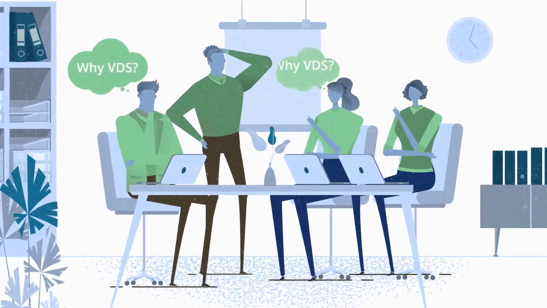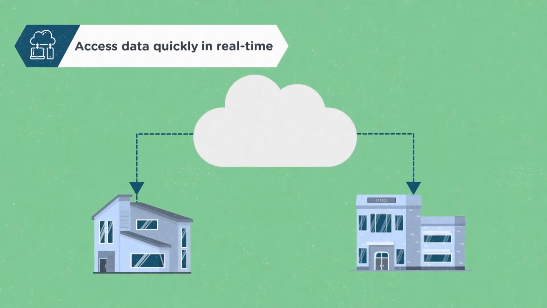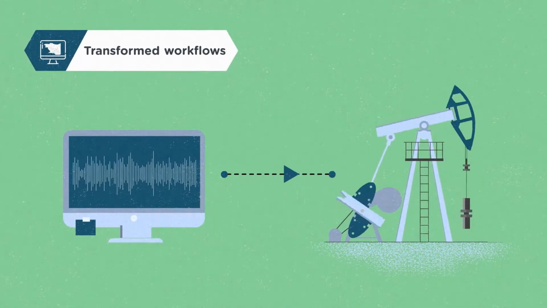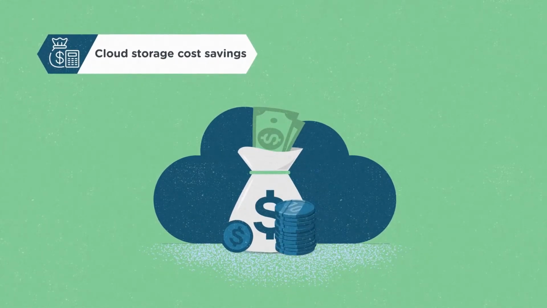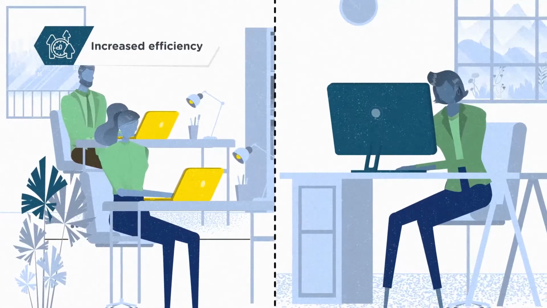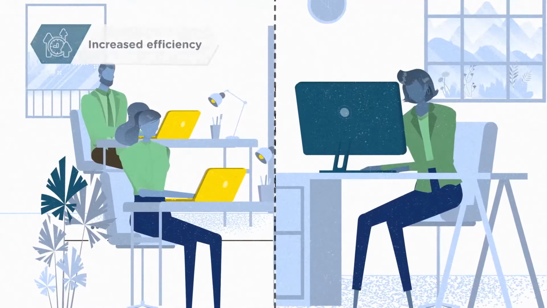So, why should organizations consider VDS? It can now be accessed from anywhere in real time. Workflows can be accelerated by up to 20 times, resulting in shorter time to oil. Organizations can take advantage of cloud cost savings, and resources can now be allocated more effectively so a team can handle multiple projects simultaneously, thereby increasing efficiency.